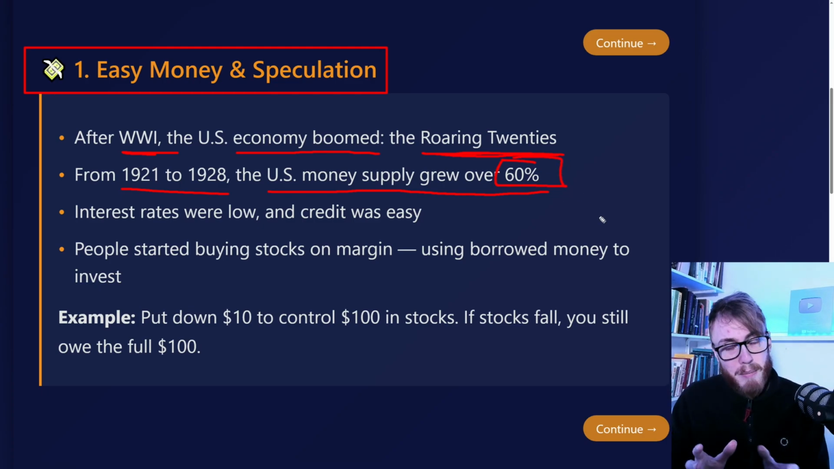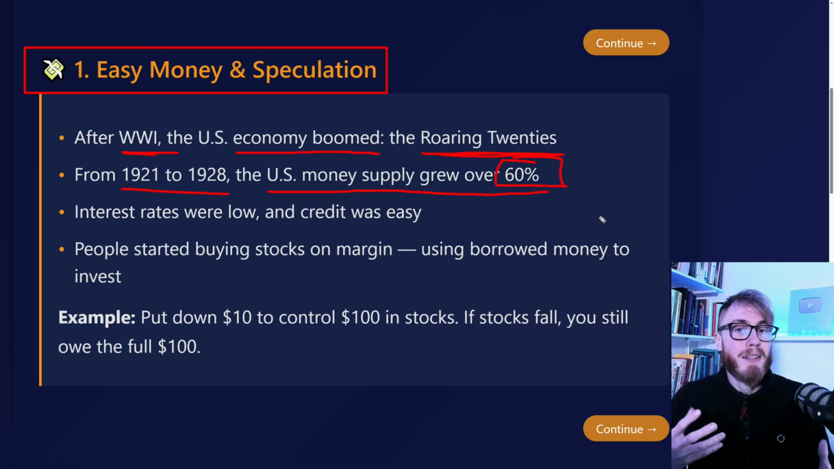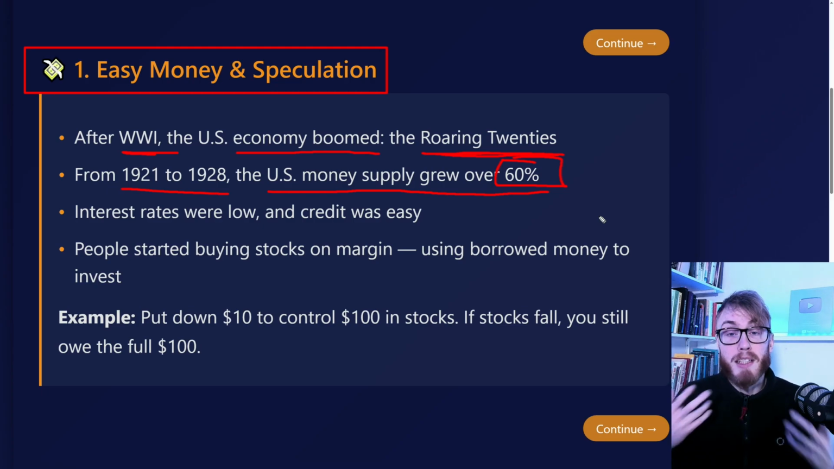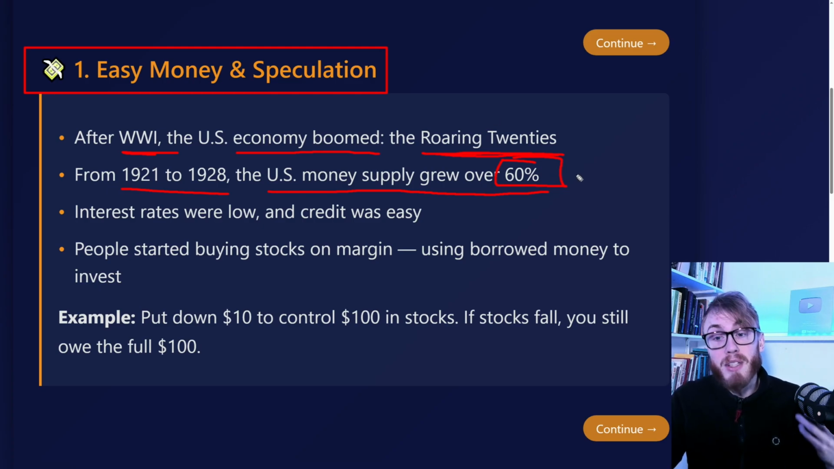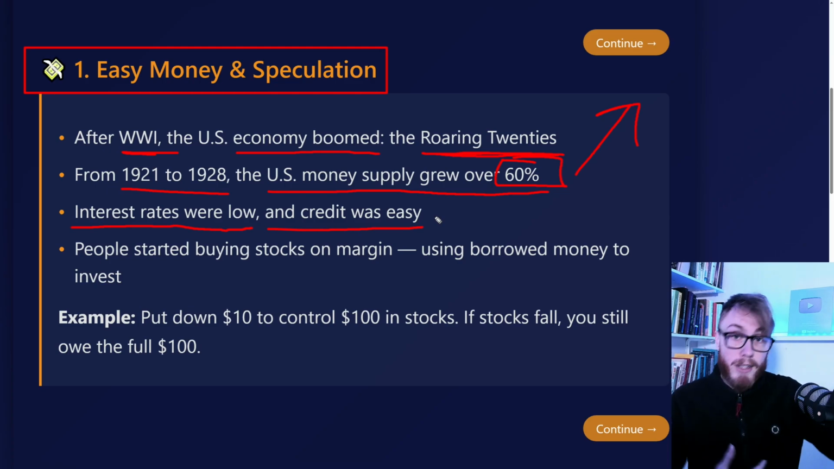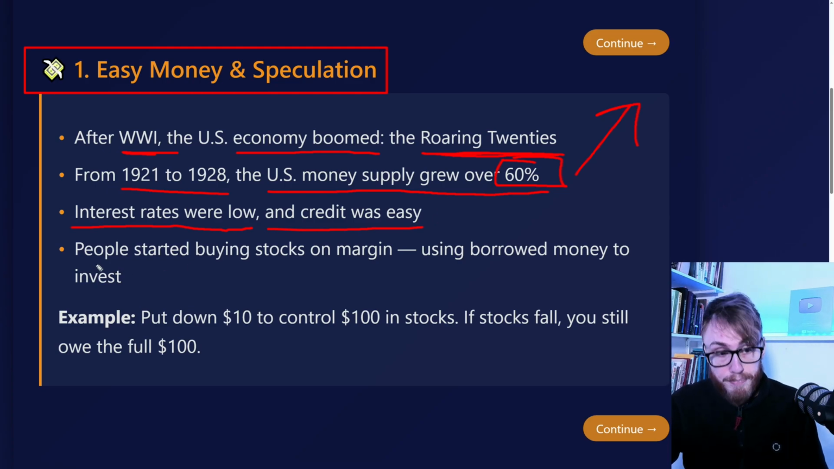And this is very important, because if you look at the recent money supply in the US, we are seeing the exact same thing. We are seeing a lot of growth in the money supply. Also, interest rates were low and credit was easy. By this, I mean that it was very easy to borrow money, for example, to speculate on stocks and so on.